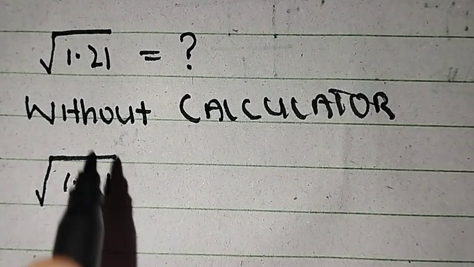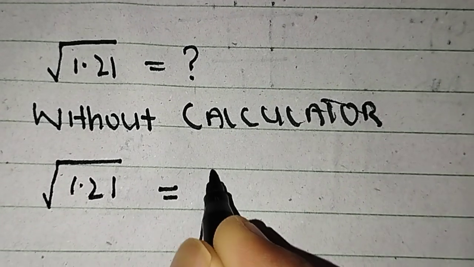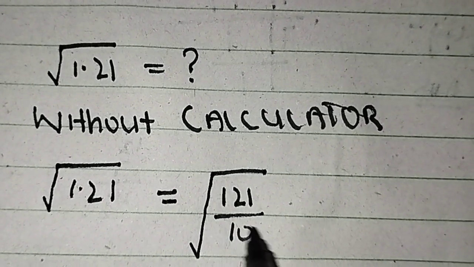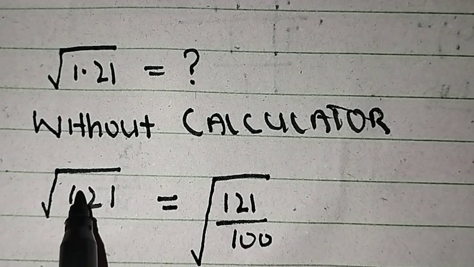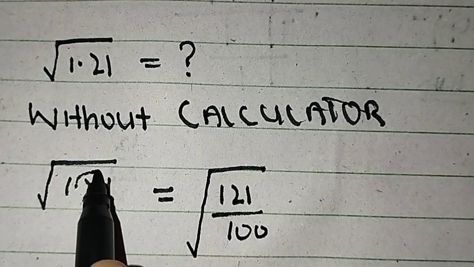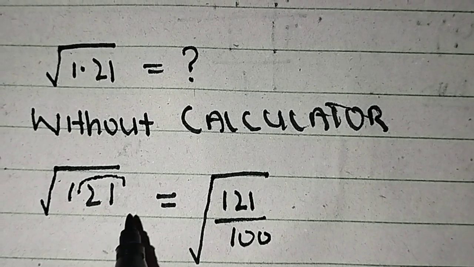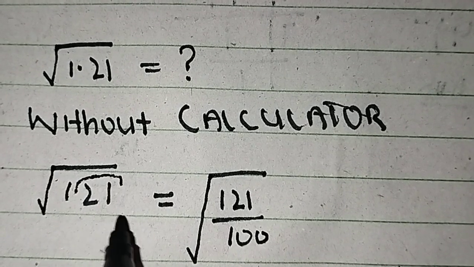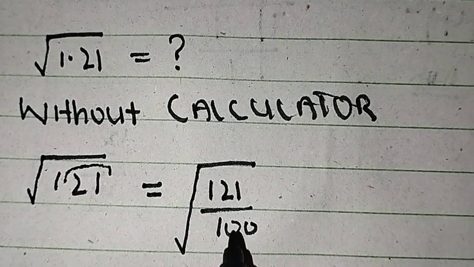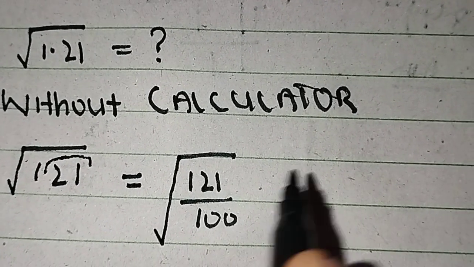So first we change the decimal to a fraction. We write 1.21 divided by 100. We move the decimal point to the right-hand side, and we count how many numbers we cross with the point. So two numbers, and we write in the denominator 100. Okay, so 121 upon 100.